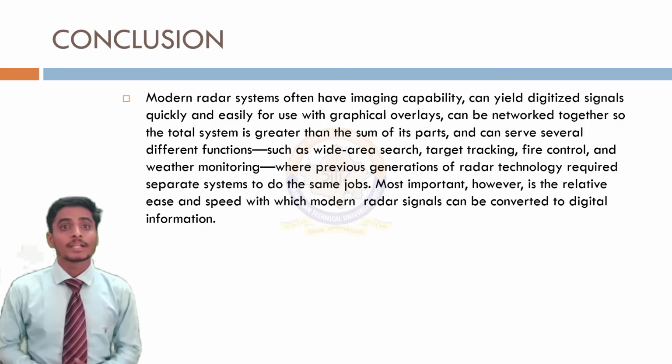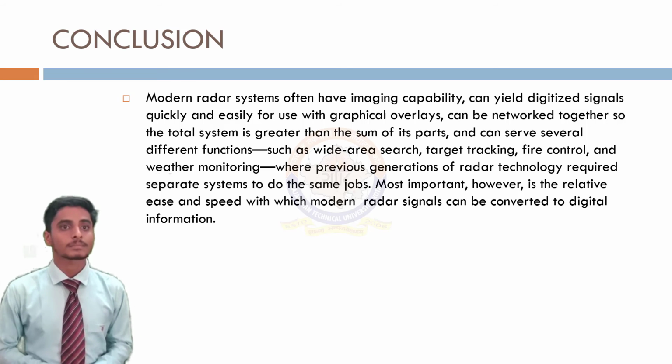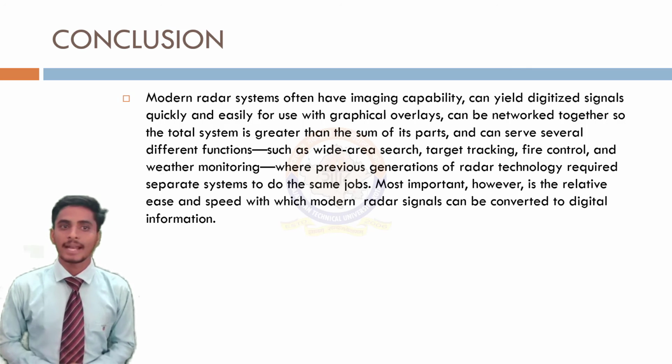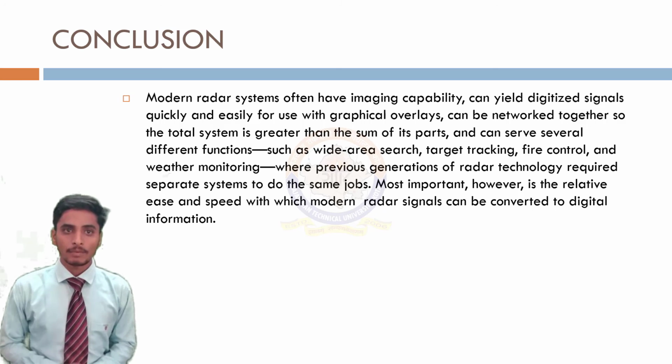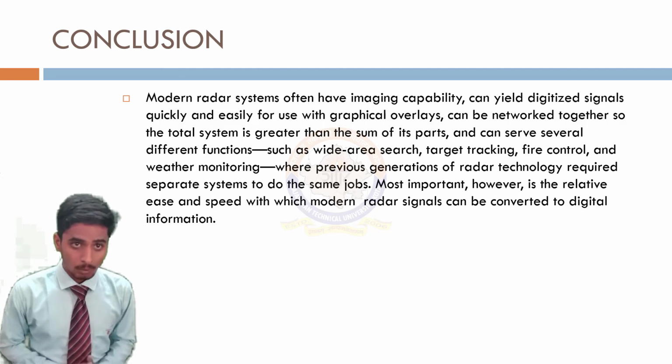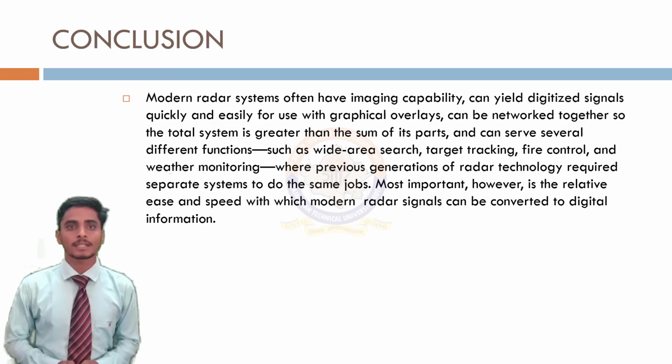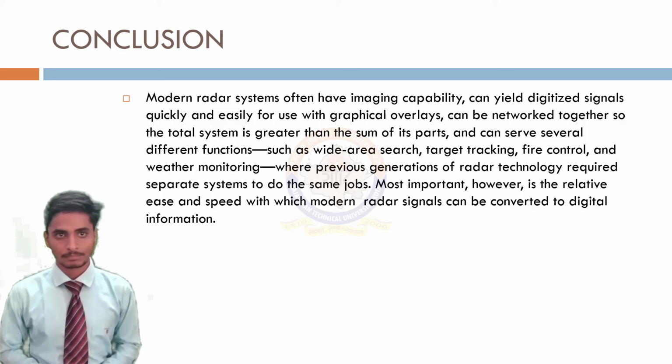After all the discussion we did in the previous slides, we can get the conclusion. Modern military radar often has imaging capability and can yield digitized signals quickly and easily for use. Graphical overlays can be networked together so that the total system is greater than the sum of its parts and can serve several different functions, such as wide area search, target tracking, fire control and weather monitoring, where previous generations of radar technology required separate systems to do the same job. Most important, however, is the relative ease and speed with which modern radar signals can be converted to digital information.